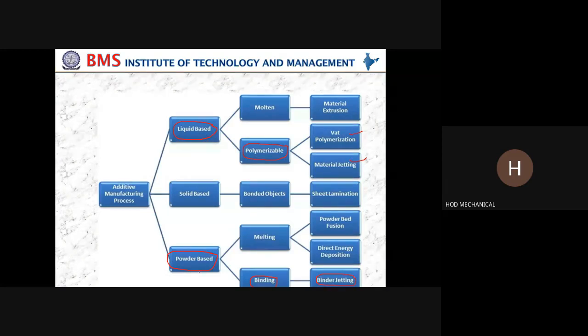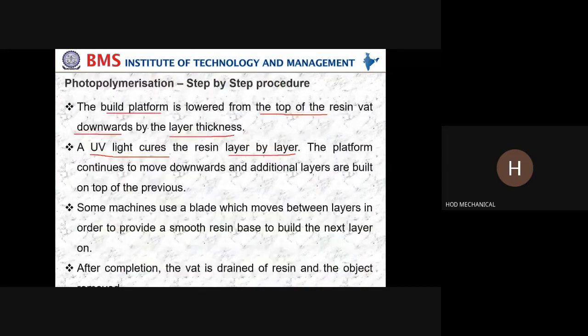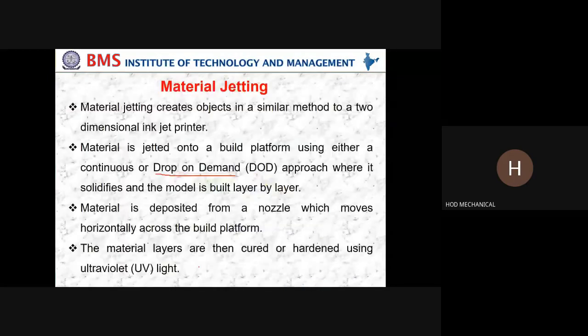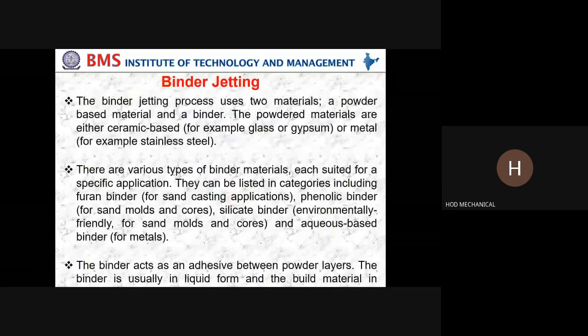Now we'll go to the actual process. In this process of binder jetting, I already told you, we are going to use a powder based material. The binder jetting process uses two materials: one is a powder based material and the other is a binder. Binder is nothing but an adhesive. Now you will understand. The powder materials are either ceramic based or metal.